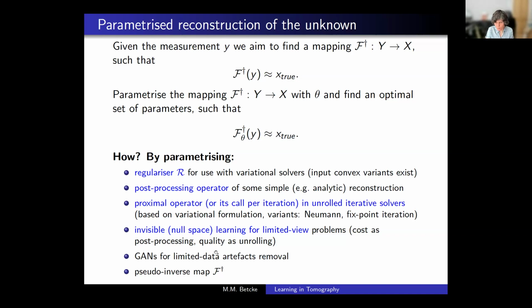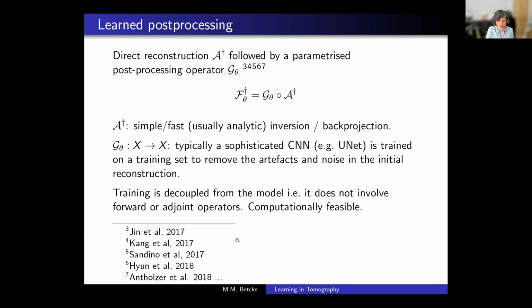And some other stuff that I should mention is also GAN-based approaches, in particular for artifact removal, and approaches in which people have just gone for it all and parameterized the pseudo-inverse map without necessarily trying to reuse any of the known forward operator mathematics. So just a few more words about the blue ones.